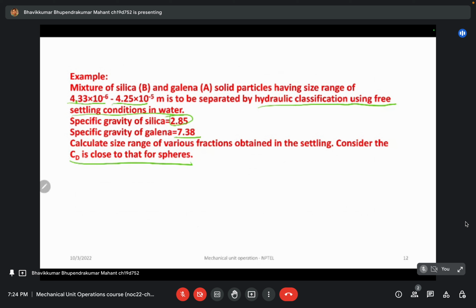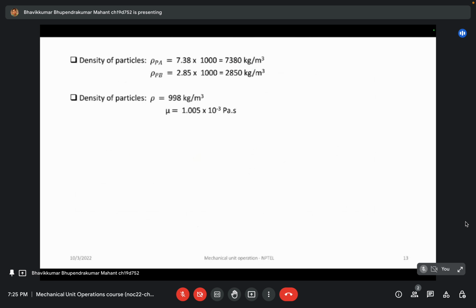In the previous lecture we discussed examples based on spheres. So for a sphere the CD value is a constant 0.44, and when we take the ratio it cancels from up and down. Now we will start the example.